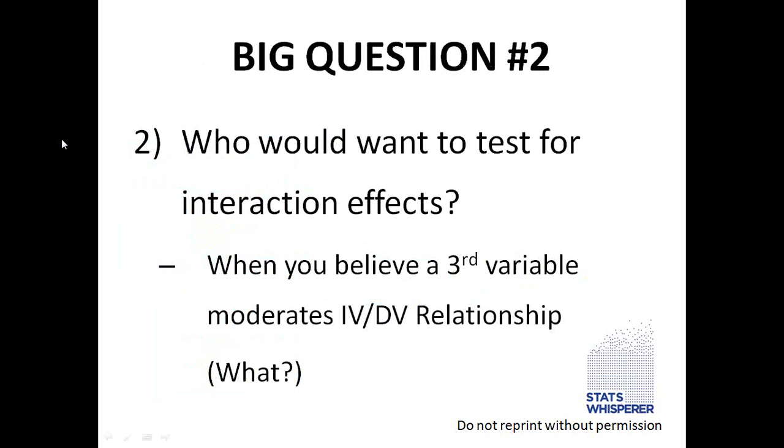That's big question number 2: who would want to test for interaction effects? Well, it's when one believes that there is a third variable which moderates an independent and dependent variable relationship. I put "what" in parentheses here because to most people that won't be meaningful. That's more of a statistical statement. There's a third variable that impacts the independent-dependent variable relationship. So we'll make sense of that right now.